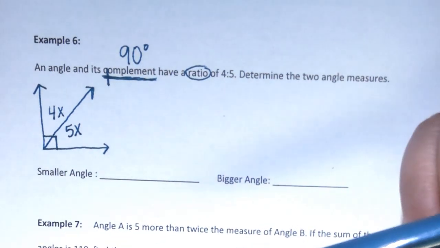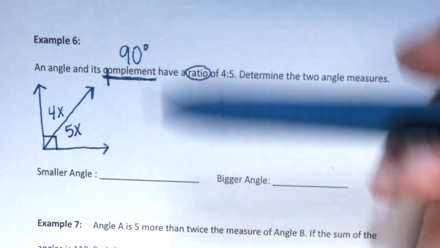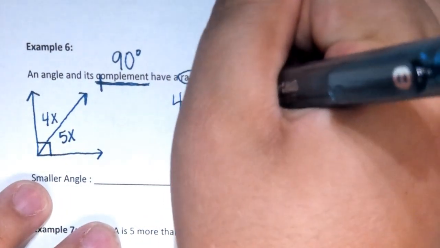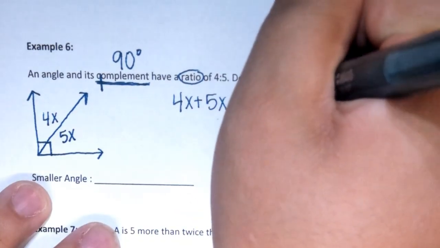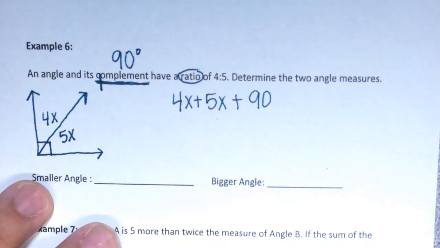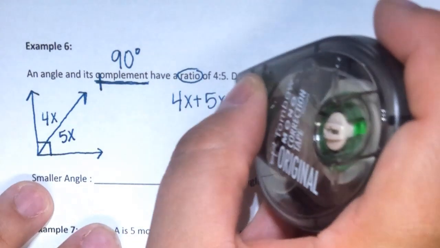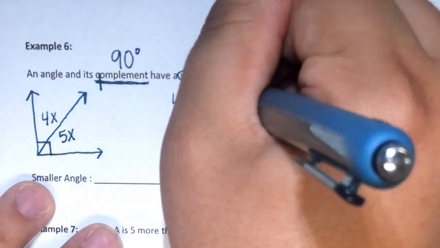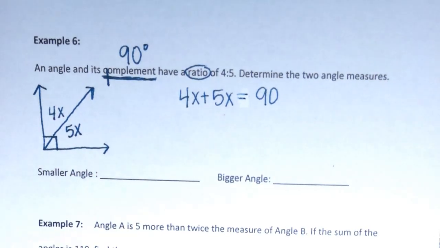Can I create an equation? What is it going to be, Nico? 4x plus 5x equals 90. Perfect. Javier, are you with me over there? Okay. You're just super quiet today. 4x plus 5x equals 90.